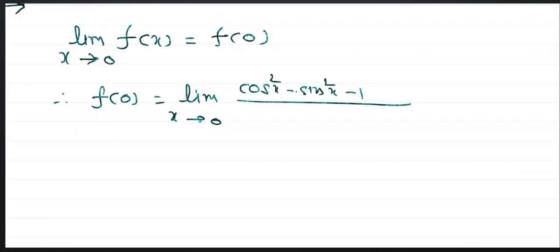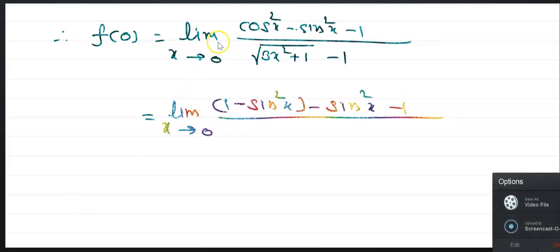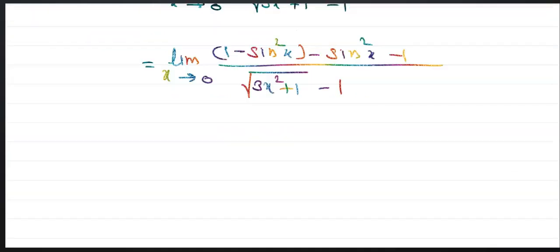That is cos square x minus sin square x minus 1 upon root of 3x square plus 1 minus 1. Now, this is limit x tends to 0. What is meant by cos square x? The cos square x is 1 minus sin square x. Now you will ask why we are not replacing it with 1 minus cos square x? Because if you multiply by the rationalizing factor, then plus 1 and minus 1 will get cancelled, then you will get x square and sin square x upon x square, and the value of the limit will be 1.